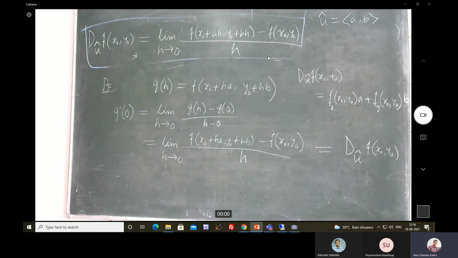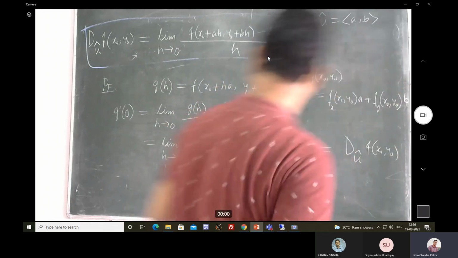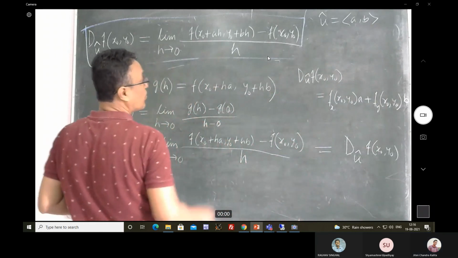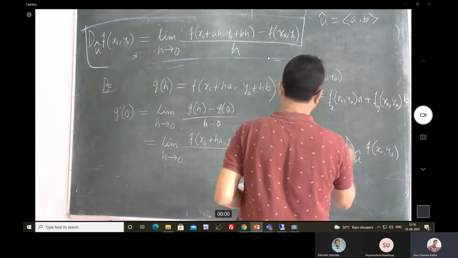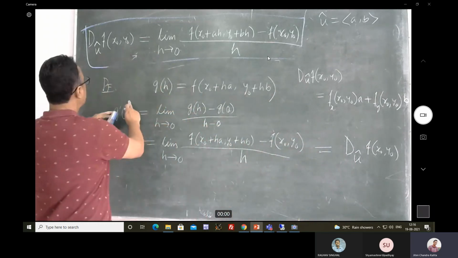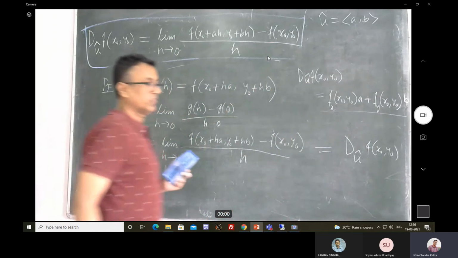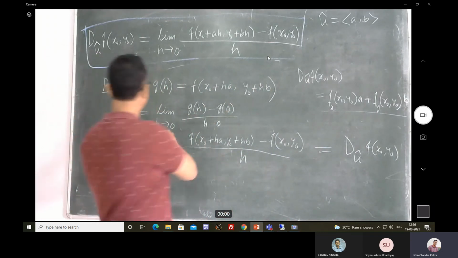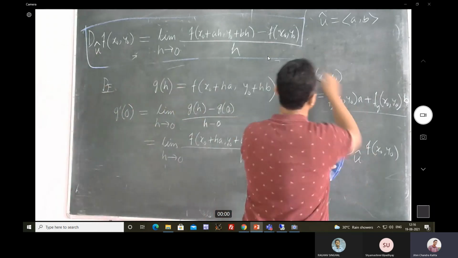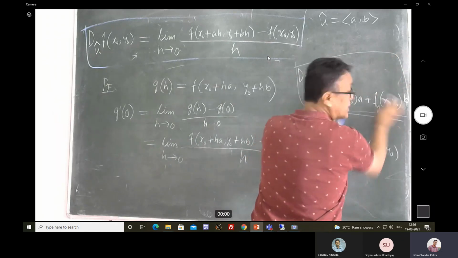Fine. So now, what we are going to do? We are going to do the remaining part. Now, I am going to prove that g prime 0 is this as well. Okay, fine. I have already shown that g prime 0 is the directional derivative, because I am trying to prove this. So I am going to prove that g prime 0 is this as well.